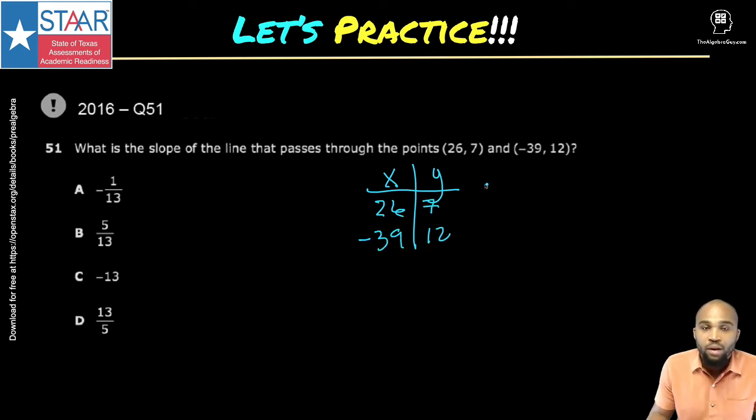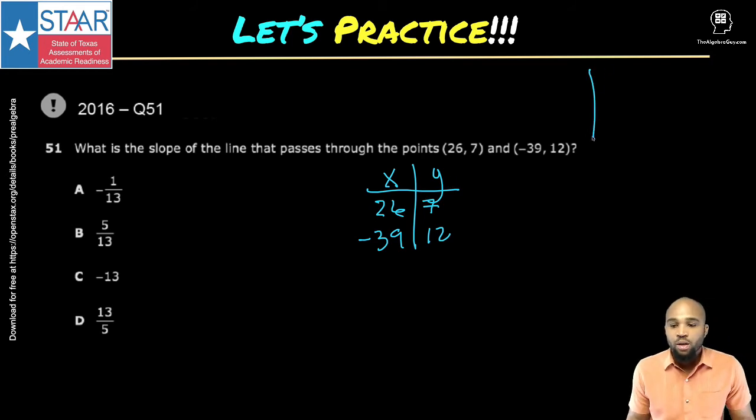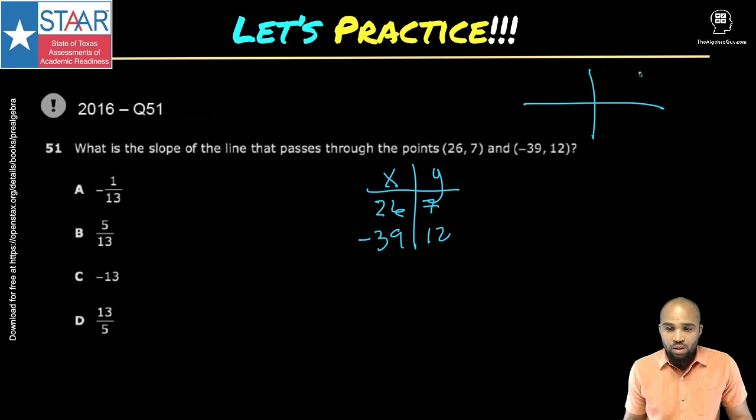Now, does it matter? I feel like someone's asking this question. Does it matter which one you put in first? What if I would have put negative 39/12 up here? Would that change the answer? No, you're still going to have the same slope. Just like if we had it on the graph. So if we had this, let's say 26/7 is up here, negative 39/12 is up here.